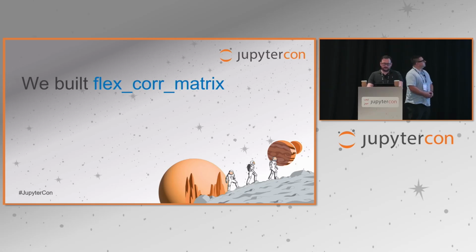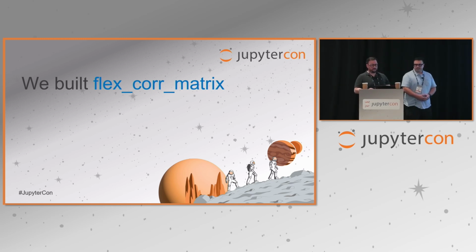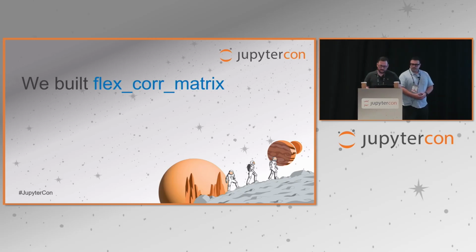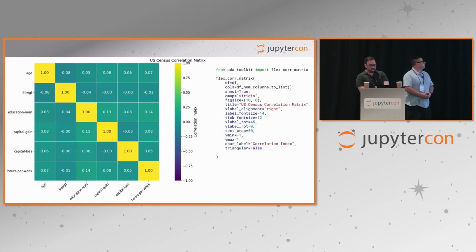So once we've looked at categorical relationships, the next step is to understand how numerical features relate to each other. That's where this flex core matrix comes into play. Instead of running separate correlation calculations and building a heat map manually, this function does it all in one shot. It builds the table, plots it, and tweaks the look instantly, as you'll see here.